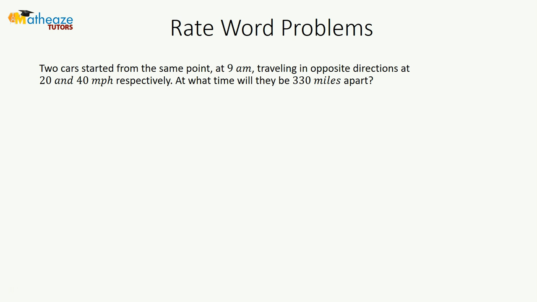So let's try to diagram this. So we have a starting point. Let's call this point A. One car goes in this direction, let's say 40 miles per hour. The second car goes in this direction at 20 miles per hour. We want to find out at what point will they be 330 miles apart.